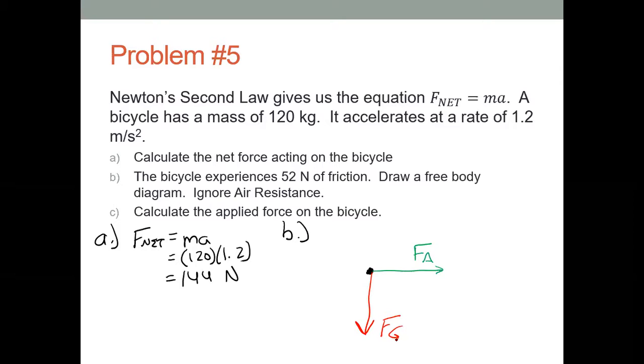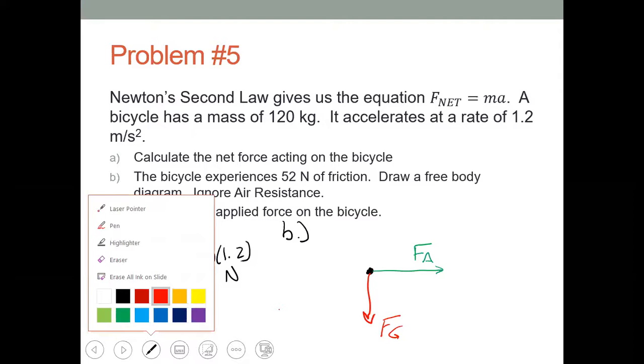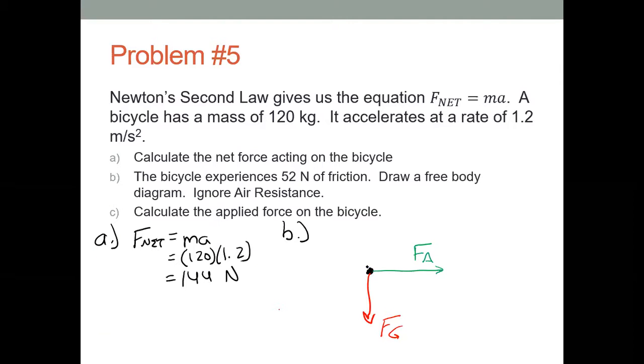Yeah, so we got applied and FG, but now if we look at this thing, it's going to go forward and down, but the bicycle isn't going down. What is preventing the bicycle from going down? Normal, good. Okay, good. So Andrew, one thing I want to point out, so the net force, I'm glad you brought that up. The net force is going to be always something separate than these.